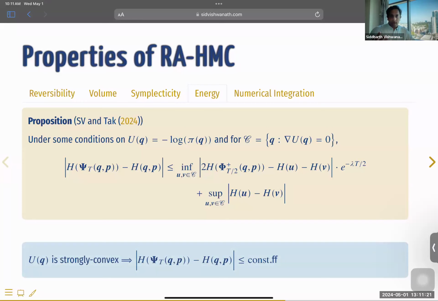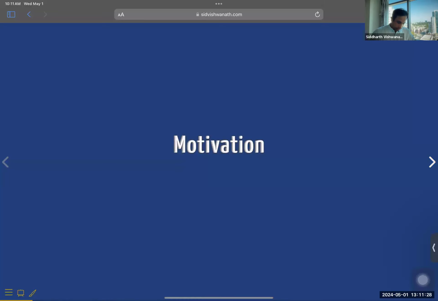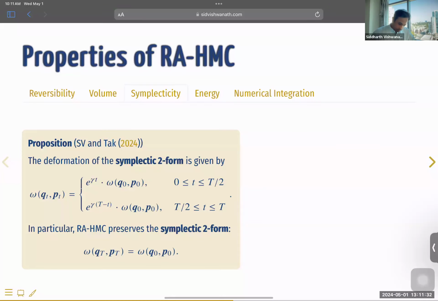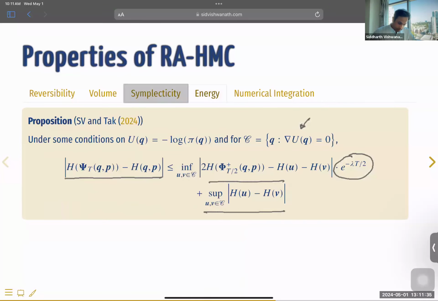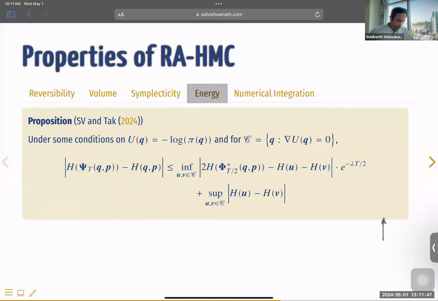Okay, so in terms of the actual computation of the accept reject ratio, there isn't much else that you need to do apart from looking at the differences in the energy, right? So looking at the energy drift that you have. And unlike the classical HMC, this doesn't tell you that it's exactly 0, but that it's at most some quantity.